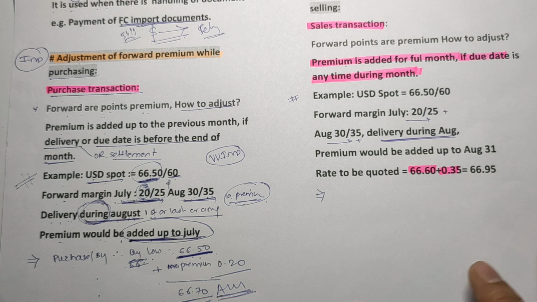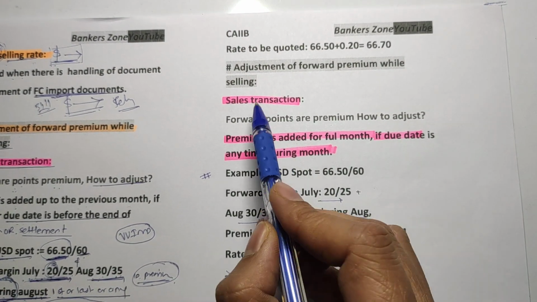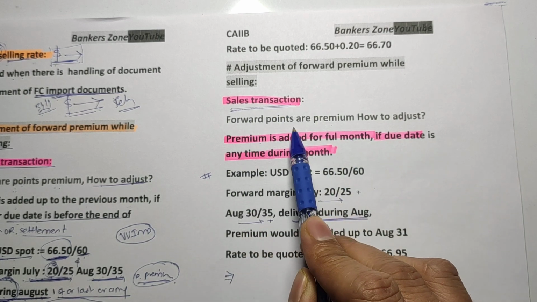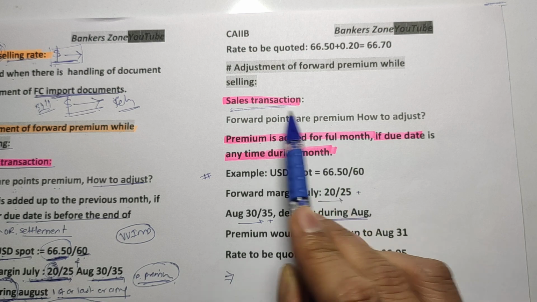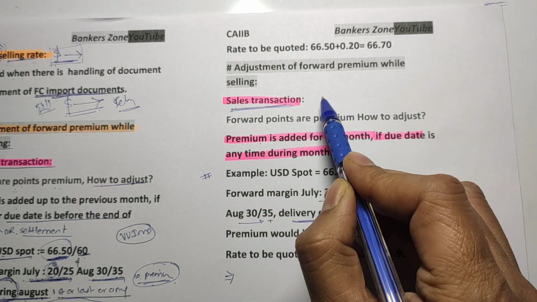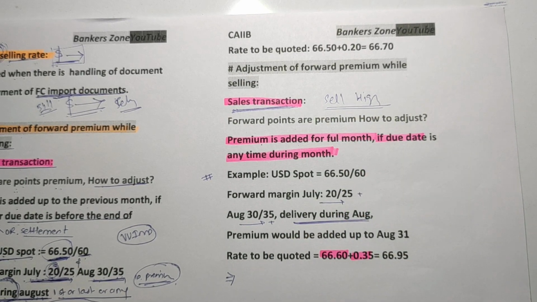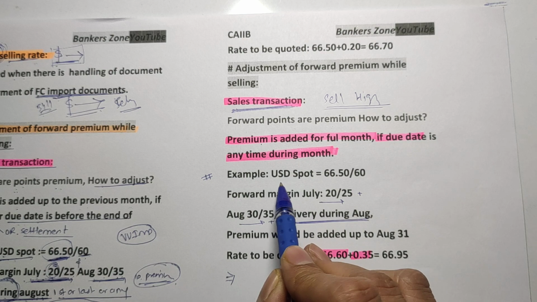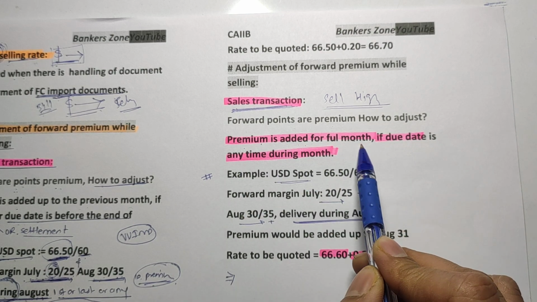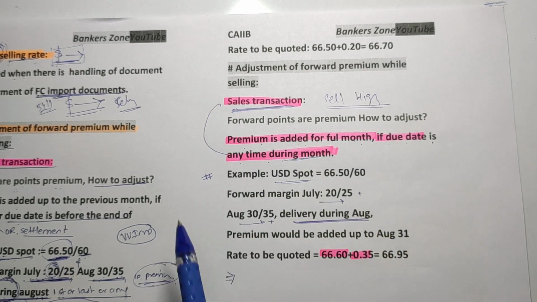Okay friends, now the same we are going to see in case of a sales transaction. See friends, how to adjust the forward points at the premium in case of a sales transaction. We are doing a sale, that means we should sell high in case of a direct rate. This is the basic principle, and they have given US dollar. See friends, one line: premium is added for a full month if the due date is any time during the month in case of the sales transaction.